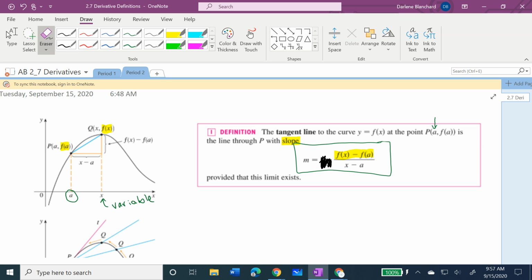The limit causes it to go from being the slope of a secant line to the slope of a tangent line. This definition is in your textbook. If you have not had enough time to write all this down, these are clips from your textbook in section 2.7.